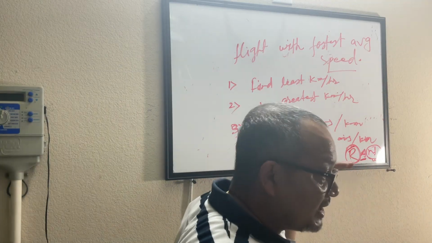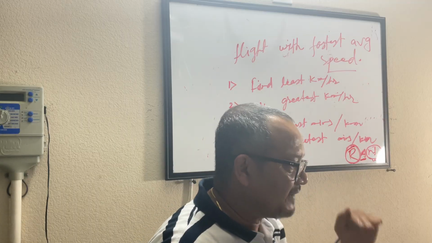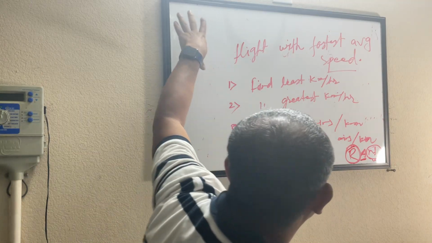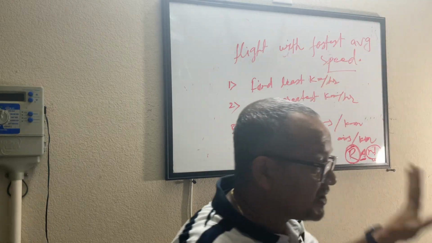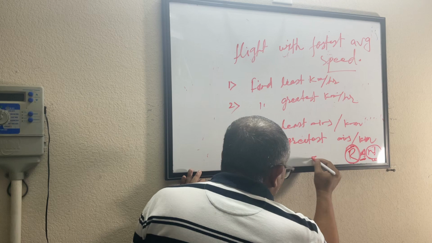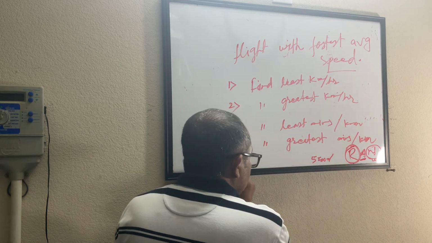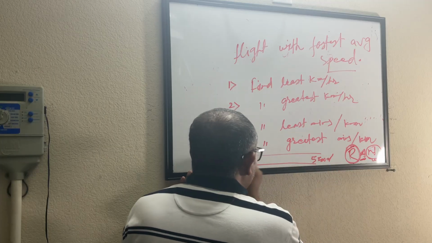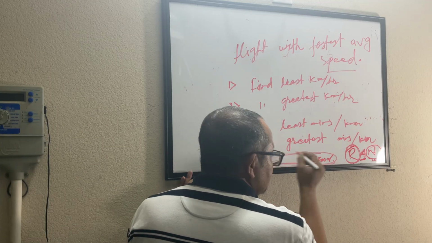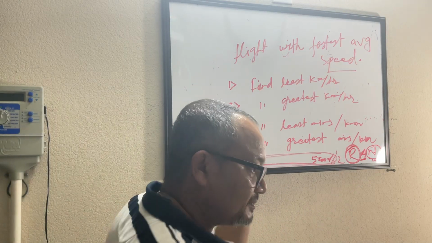Every flight doesn't fly at the same speed, right? It keeps on fluctuating. So it says to find out the fastest average speed. A flight will start at 2 miles per hour and go up to 550 miles per hour. You have to find out the fastest average speed. What is the average speed? Average speed is this plus this over 2.